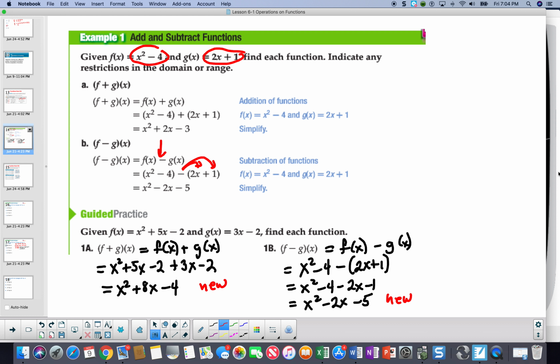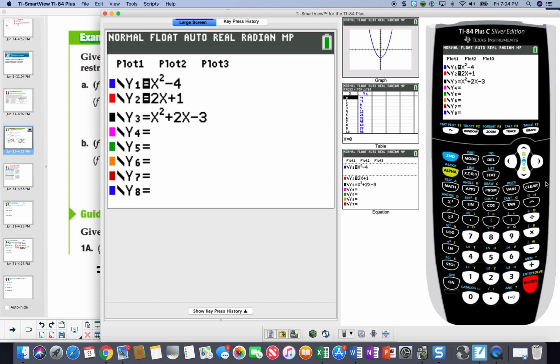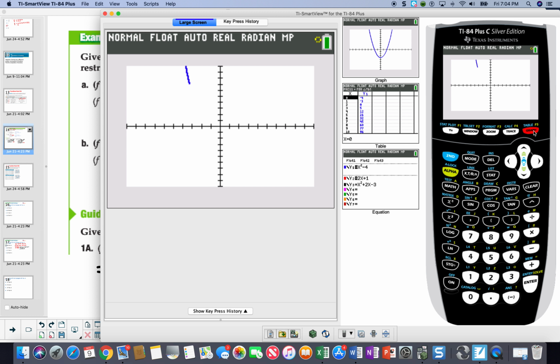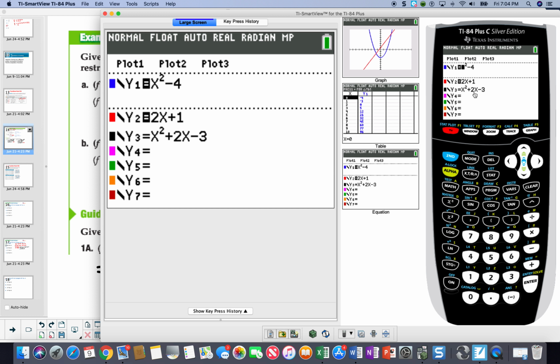Let's go ahead and take a minute to look at this same thing with our graphing calculator. You notice that I put x squared minus 4 and 2x plus 1 there. Let's look at the graph of both of them. Now we should be seeing a parabola, and we should be seeing a line. What we want to do is add those to create a new function. So I'm going to go back to y equals, and you can see I added them up together.